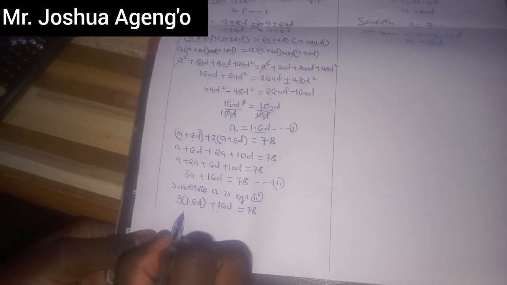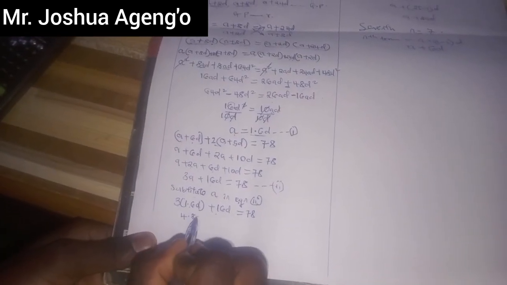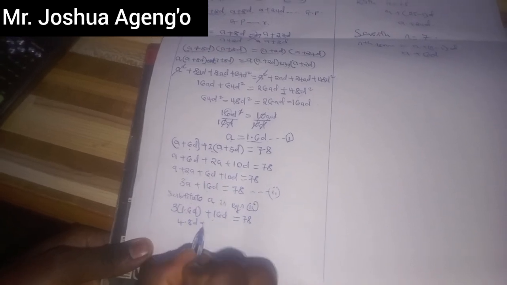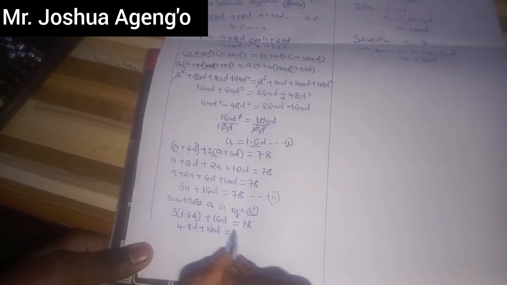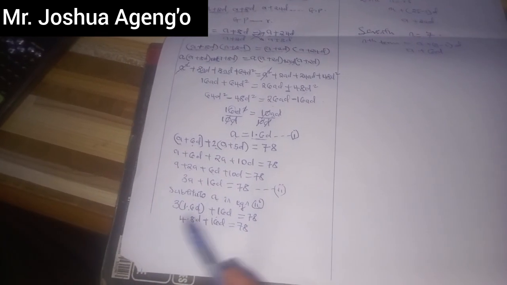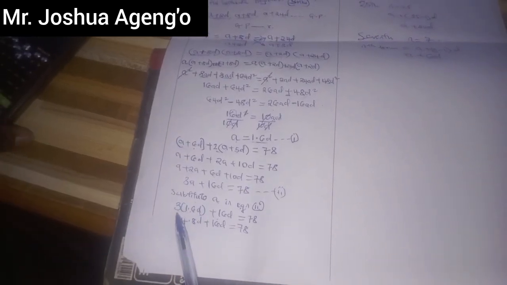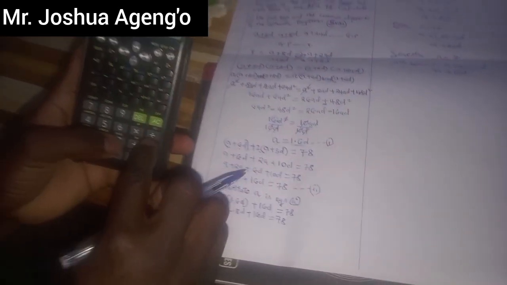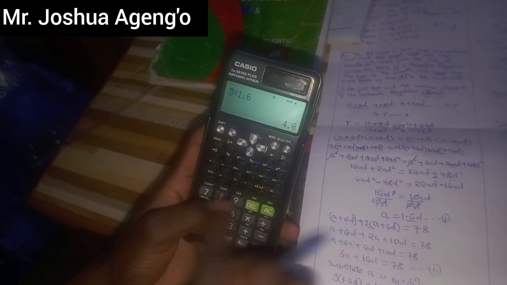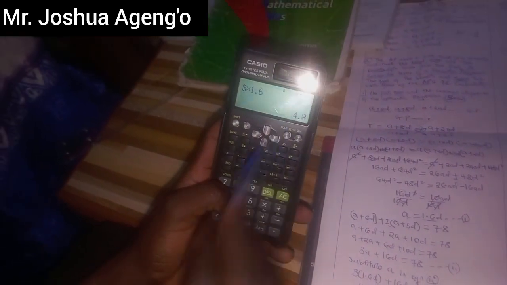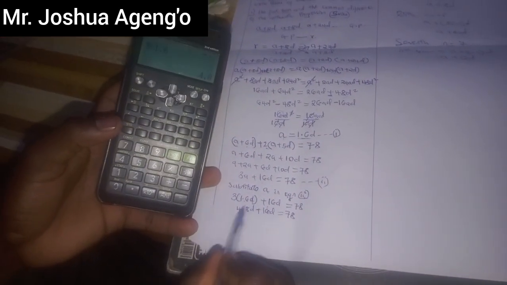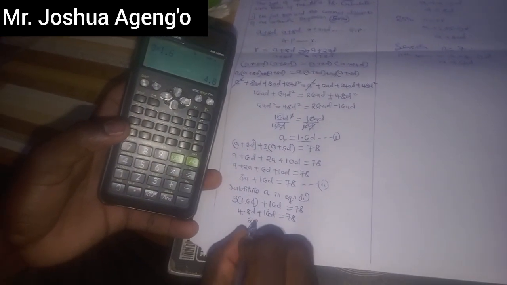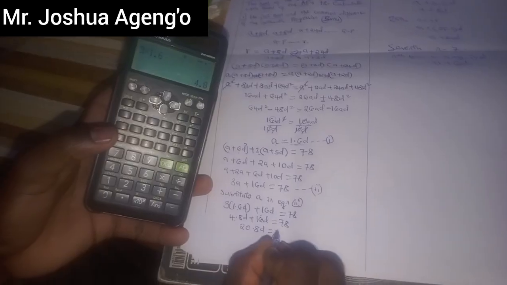Then now you can multiply 3 times 1.6, that is 4.8D, plus 16D is equal to 78. But don't be in a hurry. You can always confirm with your calculator. What is 3 times 1.6? You can always confirm so that you don't make petty mistakes. So that is 4.8. Simple. So I'll have 4.8D plus 16D. That one will be 20.8D is equal to 78.